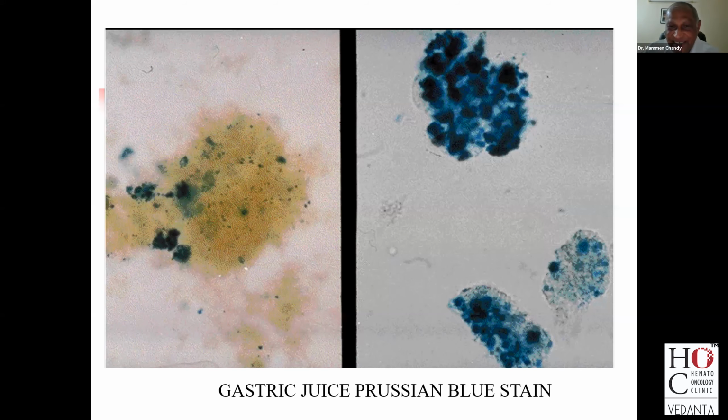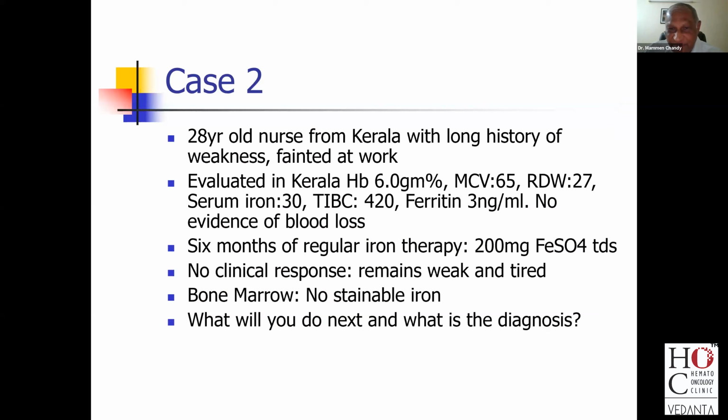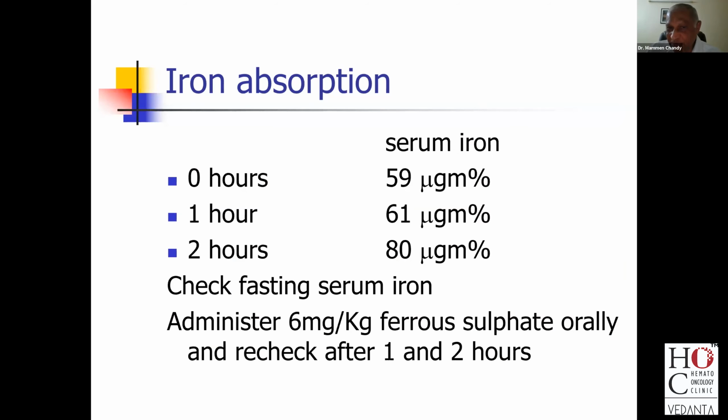Now, the second case is a nurse from Kerala, and she has a hemoglobin of 6, MCV of 65, and all her tests show that she's iron deficient. She's been taking iron regularly for the last 6 months and a good dose, but she still remains iron deficient and her bone marrow has no stainable iron. So this could be a very rare case where she's not absorbing the iron that she's taking orally, right?